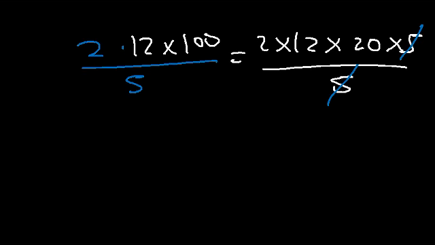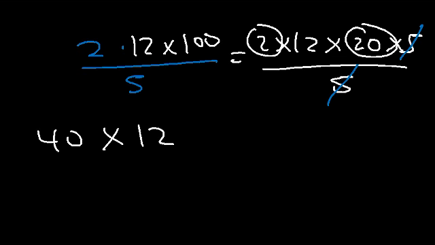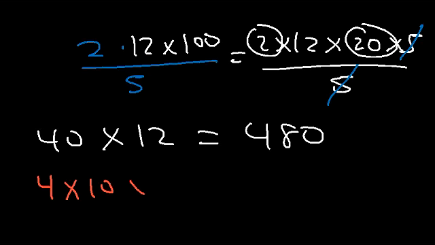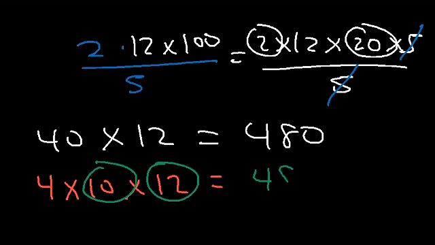So what's 20 times 2? 20 times 2 is 40. And now what's 40 times 12? Well, 4 times 12 is 120. So I take that back. 4 times 12 is 48. So 40 times 12 is 480. You can see it this way. 40 is 4 times 10. So if you multiply 10 and 12, you get 120. 120 times 4 is 480.